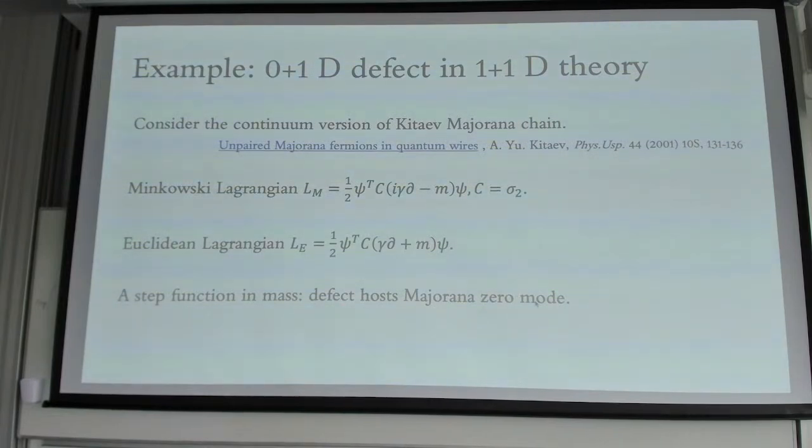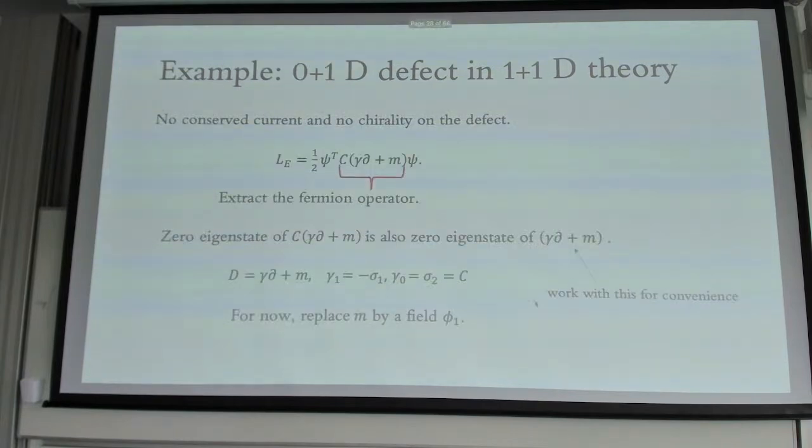And if I have a step function in this Majorana mass, the defect was Majorana edge modes, right? They are Majorana zero modes. So of course, in this theory, I don't have any conserved current. If I'm only looking at one Majorana fermion, and there's no chirality on the defect, so there's no Hall current-like picture, obviously.